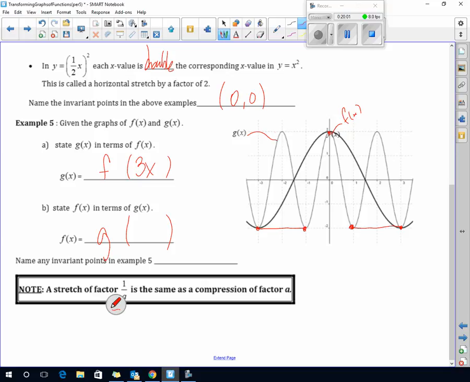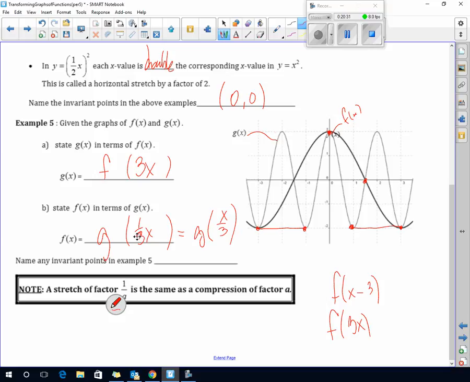You're dividing by 3. So any invariant points here? The only invariant point was this one here. Do you see that? Some might argue, isn't this one right here an invariant point? No, because that actually moved. That goes to there, right? Or the other way around. So anyways, it's only 0, 2 is the invariant point.